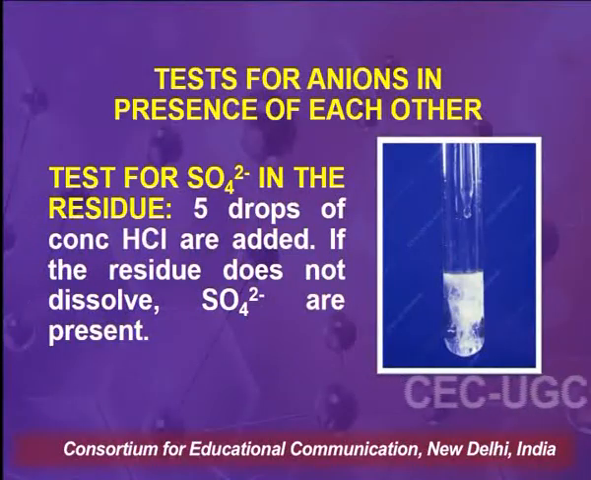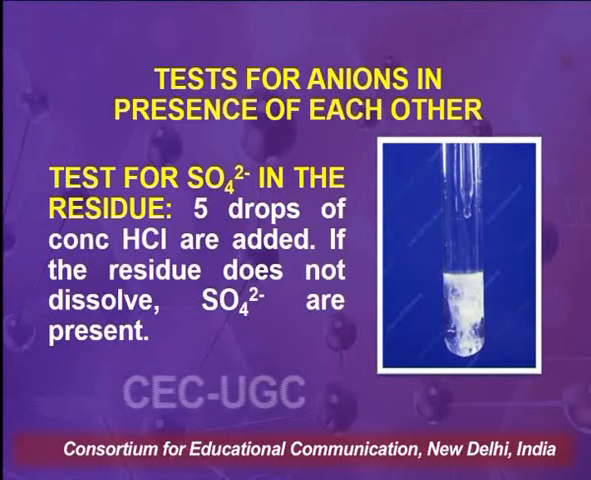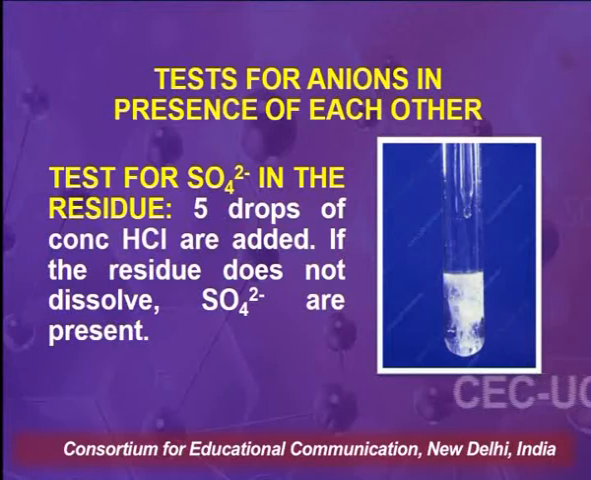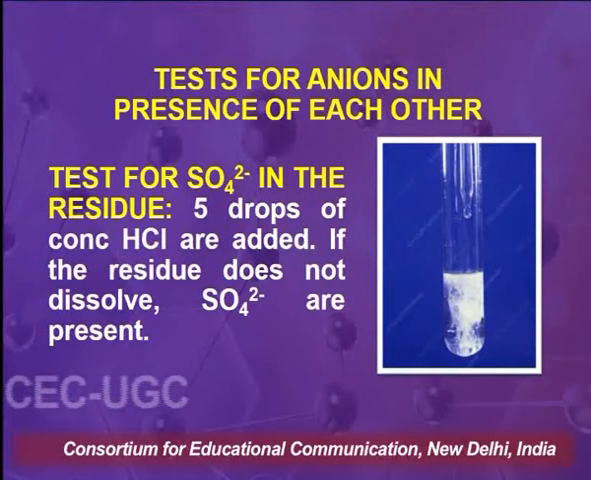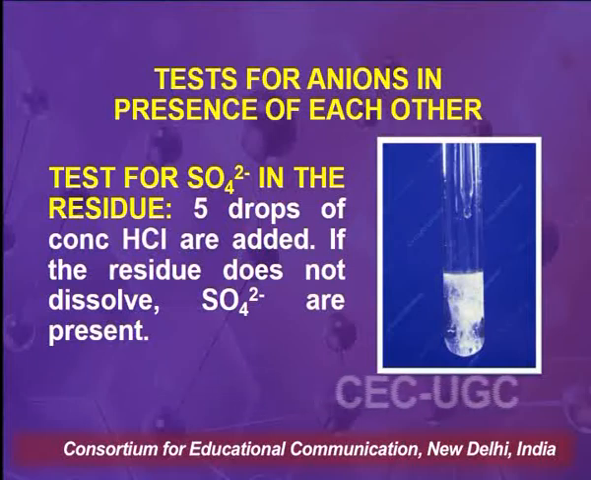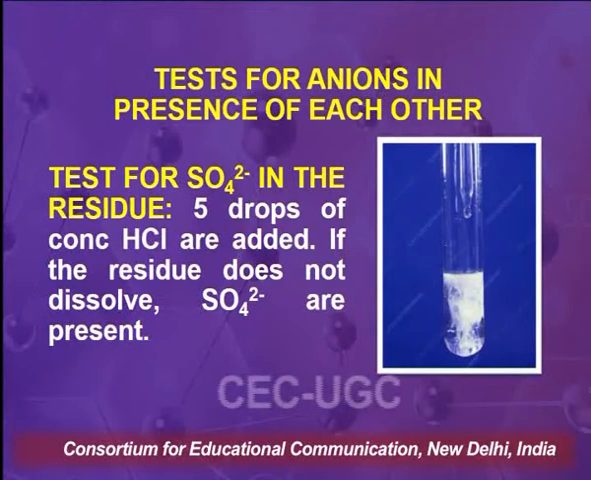Testing for sulfate ions in the residue, as you can see in the diagram, the white colored precipitate or residue which is obtained, 5 drops of concentrated HCl are added to this residue. If the residue still does not dissolve, then the sulfate ions are present. If the residue dissolves, then sulfate ions are absent.